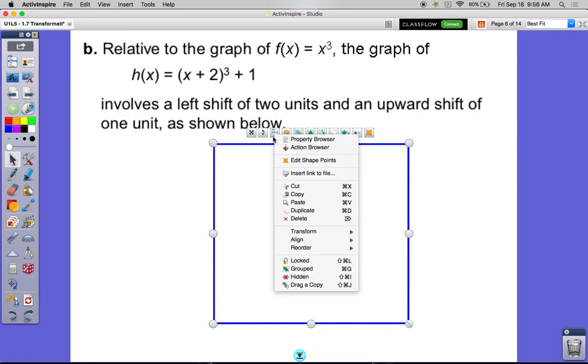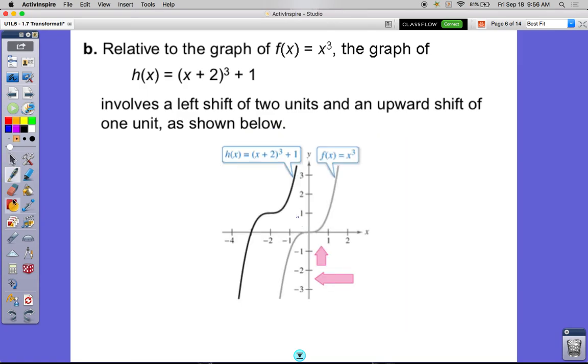Well, our original, we know what that's supposed to be. Let's plot those same points again: negative 1, negative 1, 0, 0, positive 1, 1. And let's see what happened here. We said left 2, up 1, right? There's that center point, that 0, 0 that's gone over 2 to the left and 1 unit up. Then do the same thing for this guy. 2 left, 1 up. This guy, 2 to the left and 1 up. And there you go. As you notice, each one of those points moved exactly what it told you that it was going to do. Left 2, up 1.